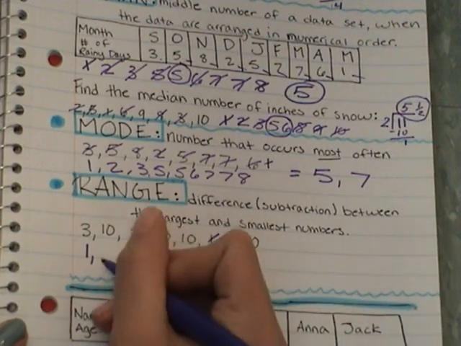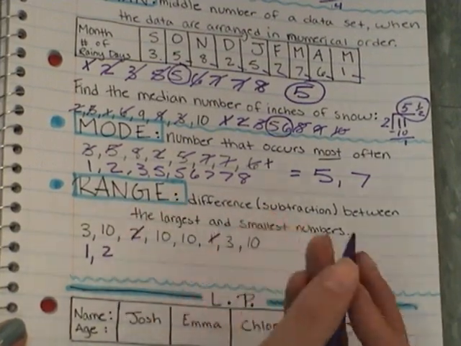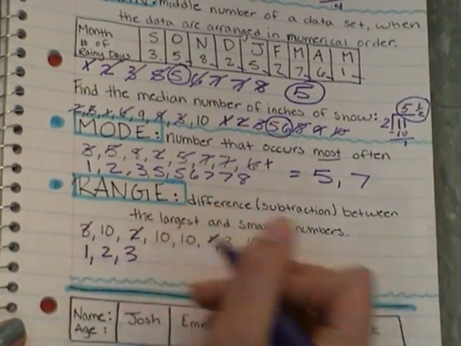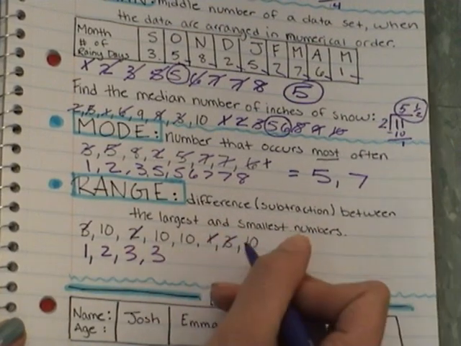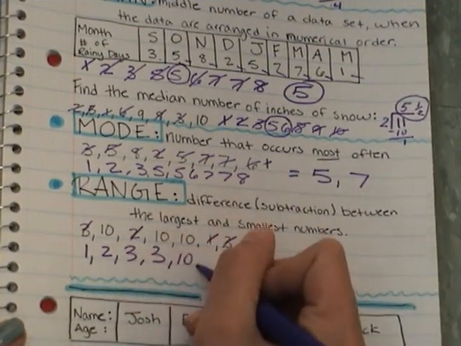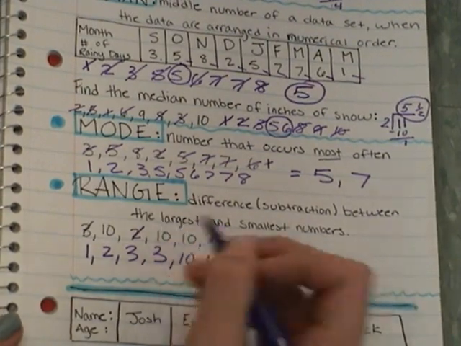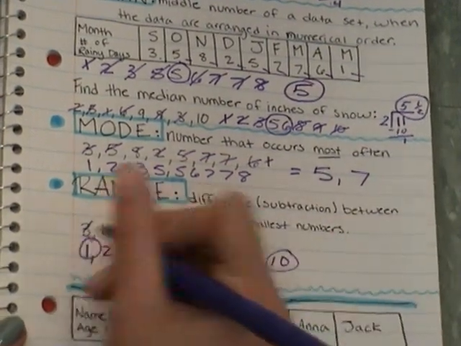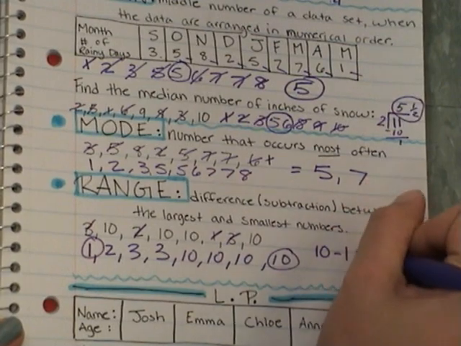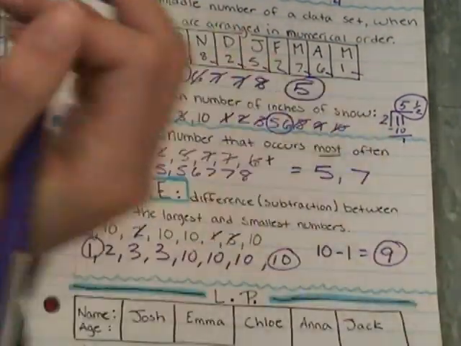1, 2, 3, and so on up to 10. So I take the largest minus the smallest, so I have my largest 10, my smallest 1, 10 minus 1 equals 9. That is my range.